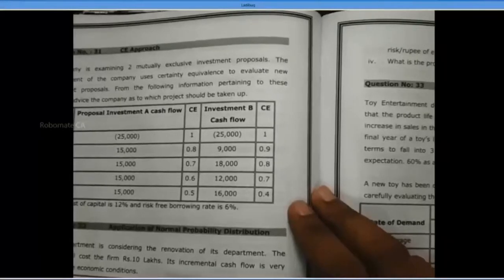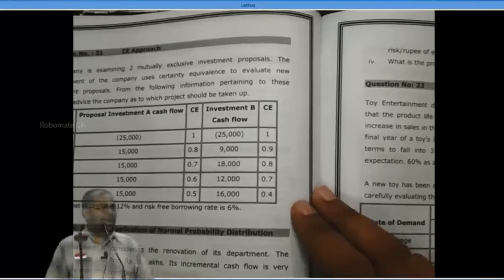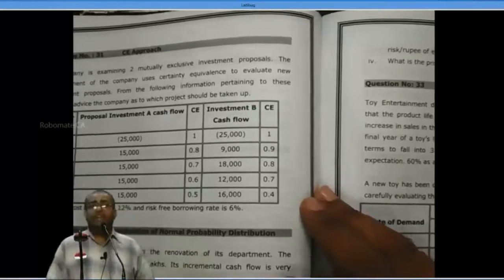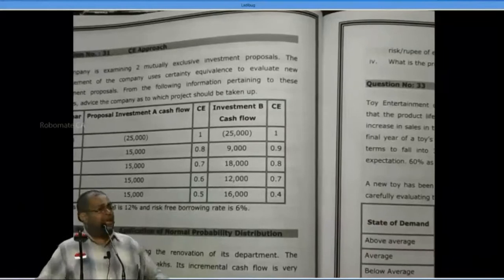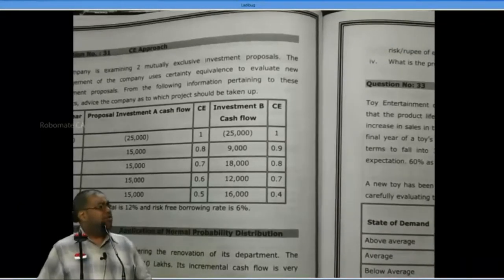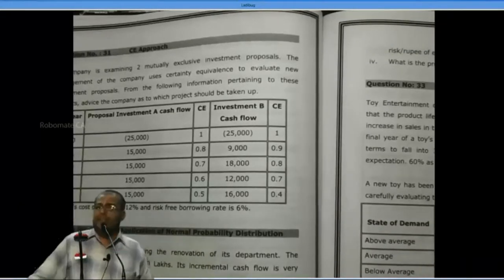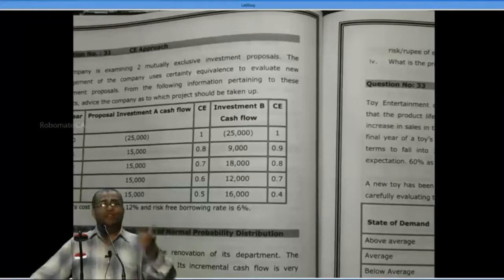Now, what is the CE factor? 0.8. Can you tell me what is 0.8 into 15,000? It is 12,000. Now, I can say like this: the uncertain cash flow of 15,000 is as good as 12,000 certain cash flow. Are you following what I'm saying? I can say it is 15,000 uncertain cash flow or 12,000 certain cash flow. Something like equal units we did, right or not?